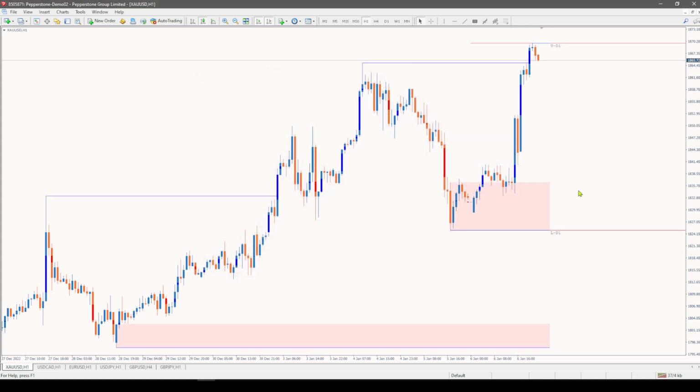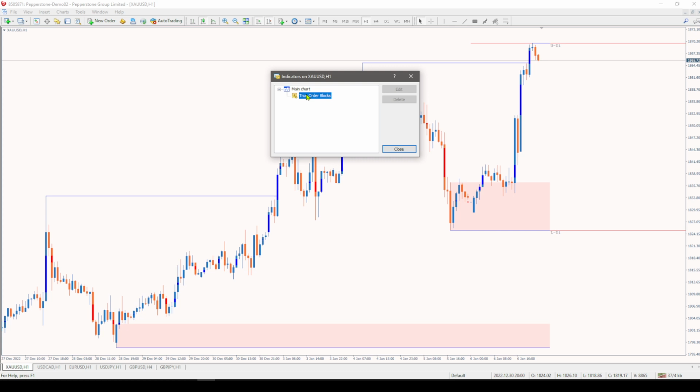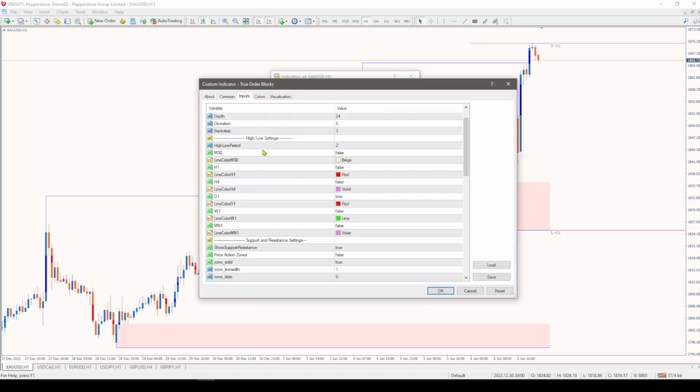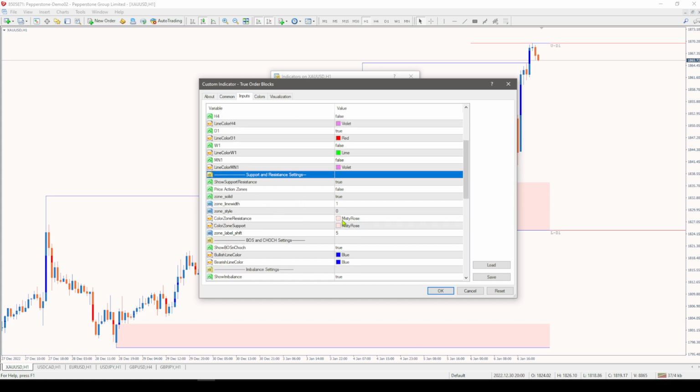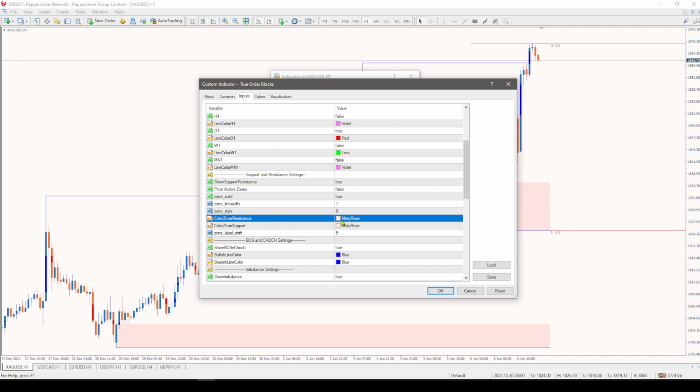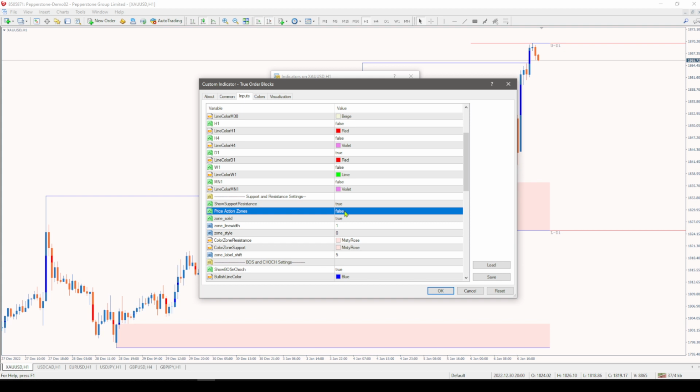Okay. So this is a daily high and daily low. Next, go to the indicator, two order blocks. Now this is high-low settings, and this is support and resistance settings, and you can change the color. It's up to you, but I like to keep the same. Now there is one option, price action zones, and I make it false at the beginning.